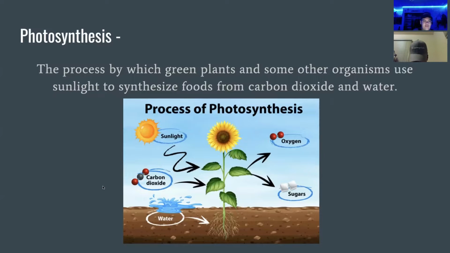Photosynthesis is the process by which green plants and some other organisms use sunlight to synthesize food from carbon dioxide and water. Photosynthesis in plants generally involves the green pigment chlorophyll and generates oxygen as a byproduct.